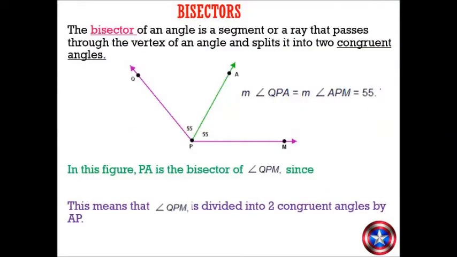And finally, bisectors. The bisector of an angle is a segment or a ray that passes through the vertex of an angle and splits it into two congruent angles. In this figure, PA is the bisector of angle QPM. This means that angle QPM is divided into two congruent angles by AP.